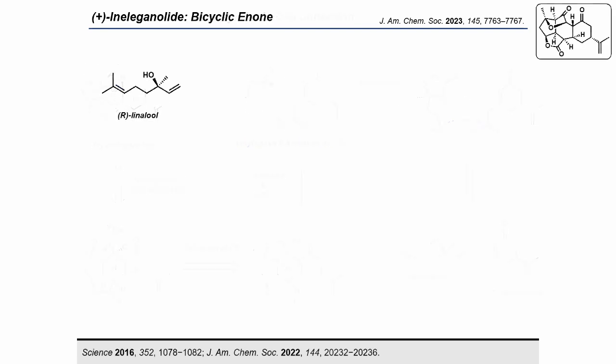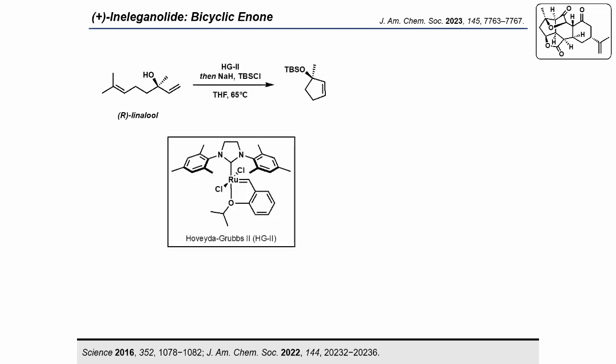We first focused on the synthesis of our bicyclic enone fragment. Starting out with the commercially available linalool, we can use a protocol popularized by the Mayoni group to perform a ring-closing metathesis with Hoveyda-Grubbs second-generation catalyst, followed by TBS protection of the tertiary alcohol. An allylic oxidation using ruthenium trichloride and slow addition of tert-butyl hydroperoxide as oxidant gives us the corresponding enone.